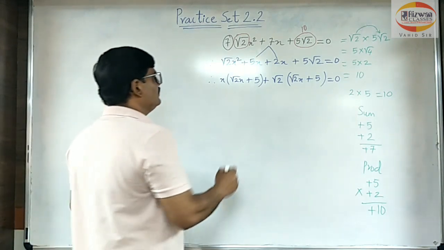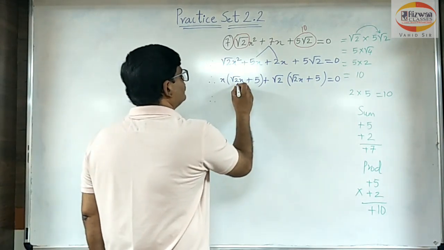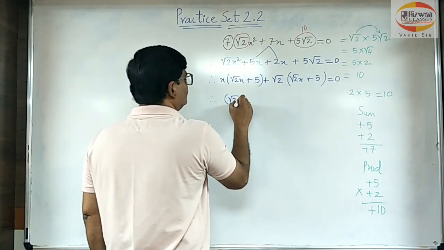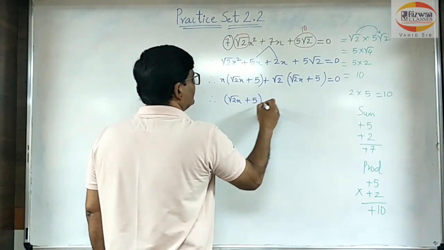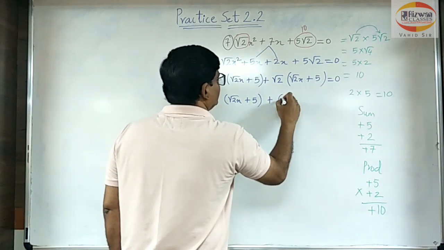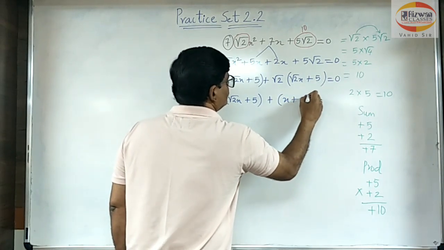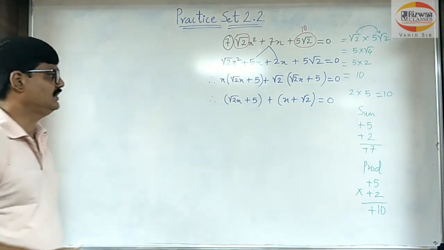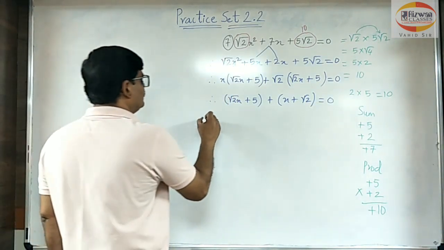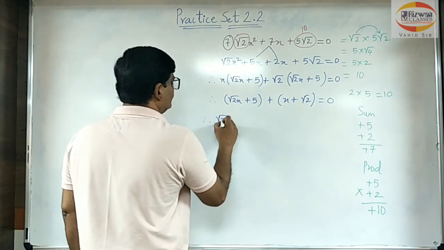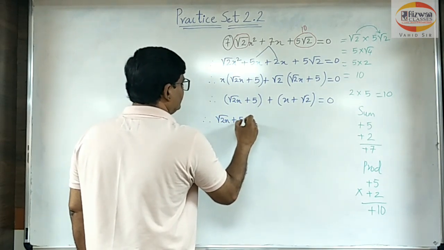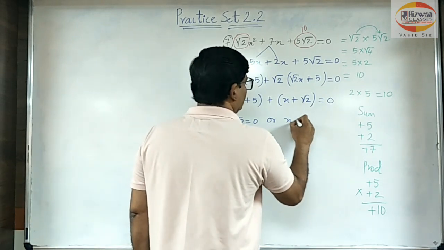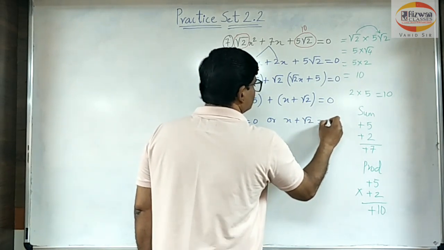Then after that, if you check this out, root 2x plus 5 and root 2x plus 5 is a common bracket. So you will be getting root 2x plus 5, and the other bracket you will be getting is x plus root 2 is equal to 0. Can you see that? Therefore you will be getting root 2x plus 5 is equal to 0, or you have x plus root 2 is equal to 0.